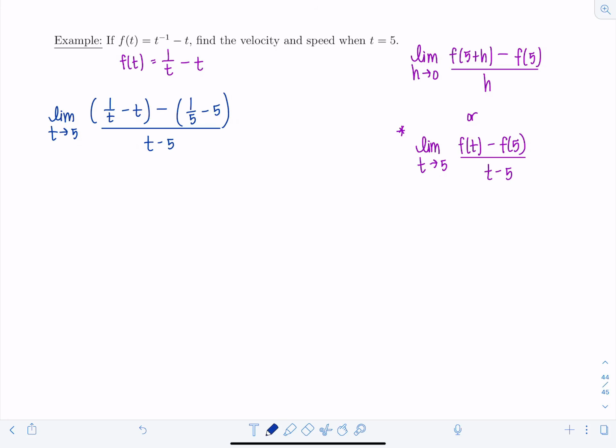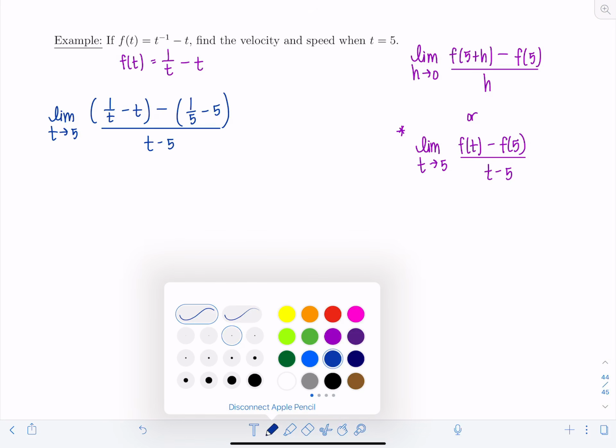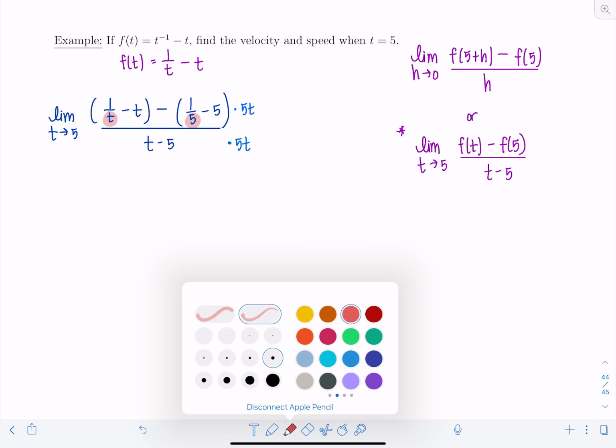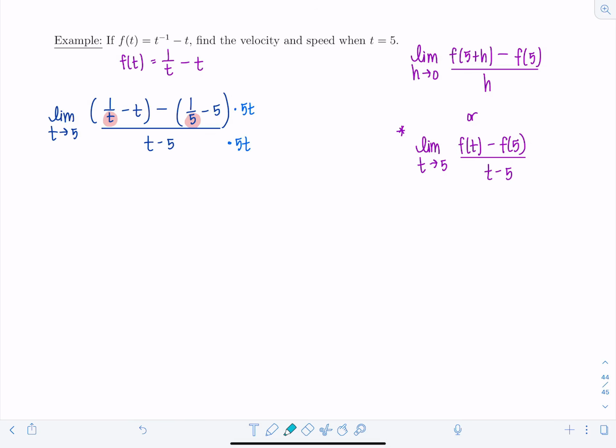Now we're going to start off using the same approach. I want to clear out, this is a complex fraction, right? We have a fraction within a fraction. So I'm going to multiply by the LCD of the entire expression to clear out the fractions. So we've got 5t as our LCD. You just look at the denominators, right? And say, if I were to add them together, but I'm not going to, what would the common denominator be?